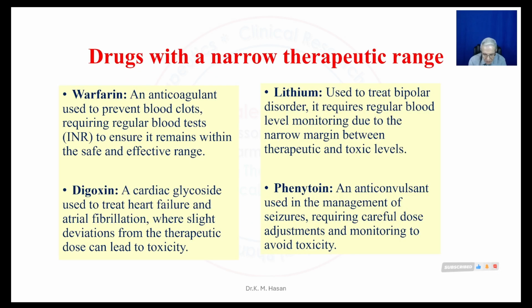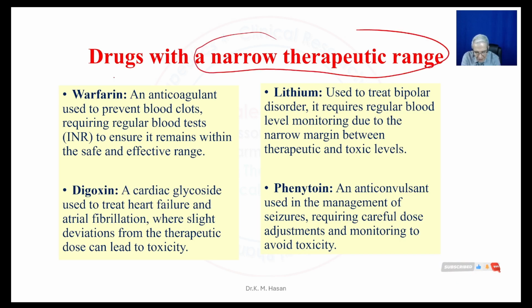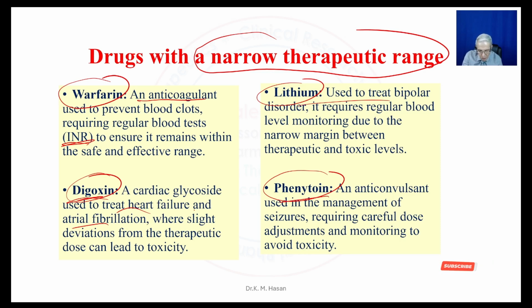Okay, examples for therapeutic drug monitoring with a narrow therapeutic range: we have warfarin, digoxin, lithium, and phenytoin. For warfarin, an anticoagulant, we monitor the patient by measuring INR. Digoxin has a narrow therapeutic window, and we use it for heart failure and fibrillation. Lithium is for bipolar disorder, and phenytoin for epilepsy. All these four medications demonstrate a narrow therapeutic window and require therapeutic drug monitoring.